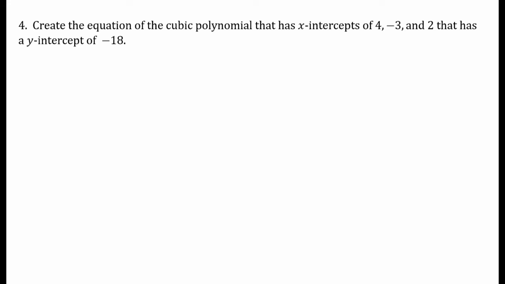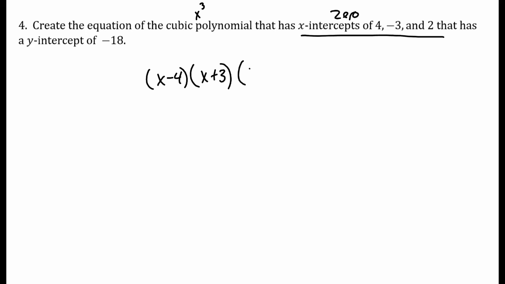Number 4, create the equation of a cubic polynomial. Remember, cubic means x to the third polynomial, so I want a degree 3 polynomial here that has x-intercepts of 4, -3, and 2, and that has a y-intercept of -18. So if I have x-intercepts of 4, -3, and 2, those are my zeros. What factors gave me those zeros? Well, I better have had a factor of x minus 4, a factor of x plus 3, and a factor of x minus 2. It's an equation, so I need y equals.